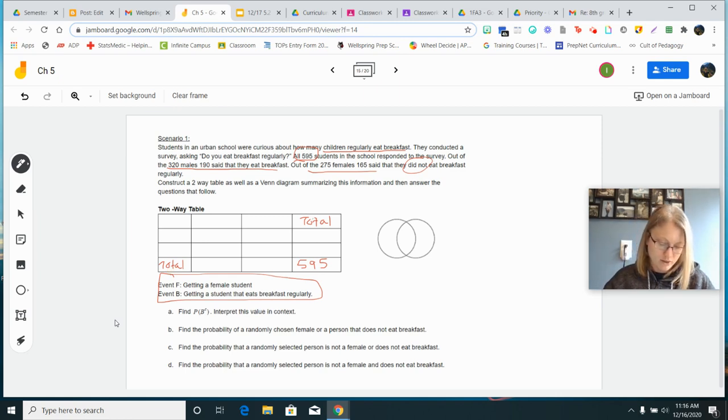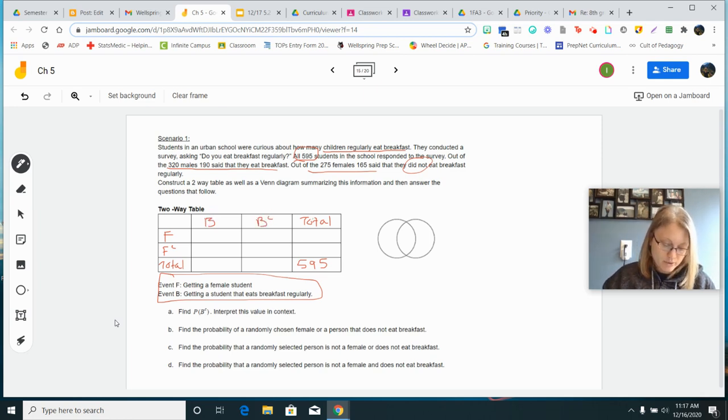So event F, we can put that on our table, is that we get a female student. So then the opposite of event F would be that we get a male, but using notation, we would say F complement. And then event B, getting a student that eats breakfast regularly. So we have event B, but then we also have the complement of that, kids that don't eat breakfast regularly.